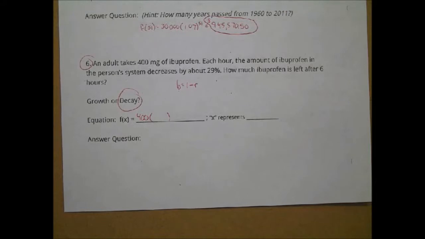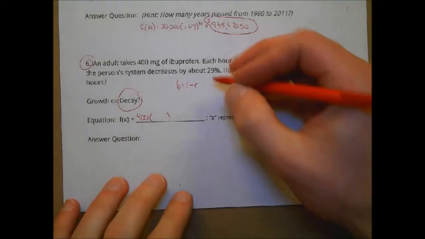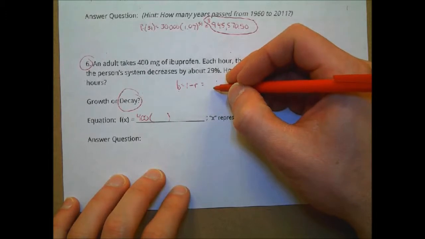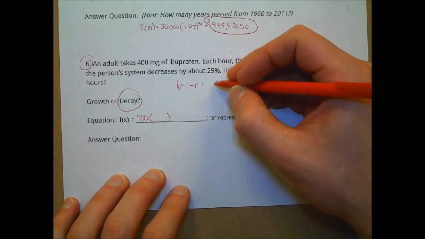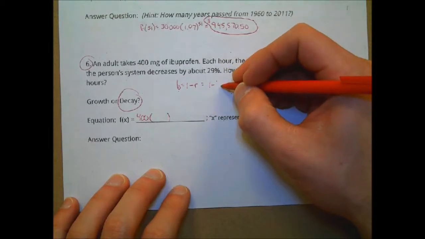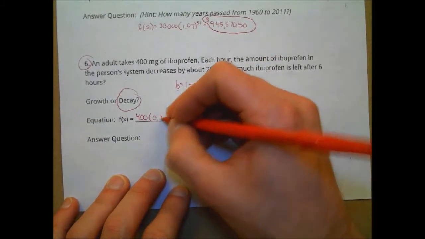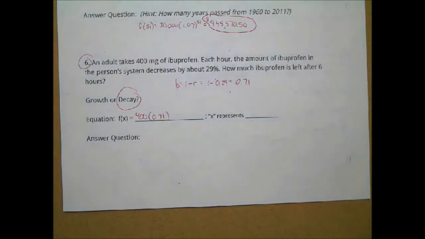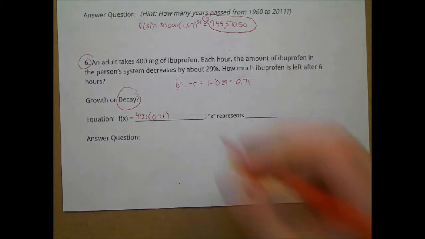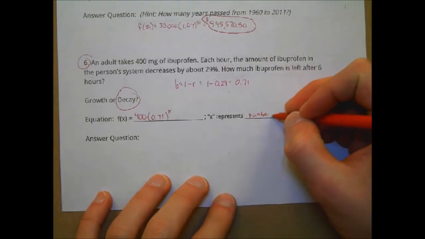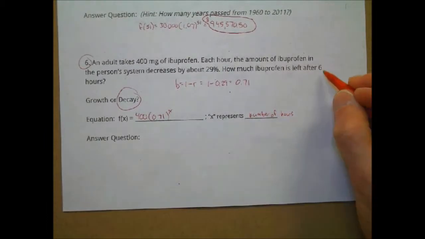Okay. What is R in this case? What's our rate? What's our percent change here? 29%. Okay, so it's 1 minus, as a decimal though, 0.29, and so we get 0.71. And that's per every, so our X there, and what does X represent? X is the number of hours.